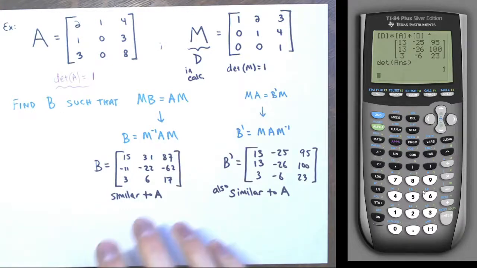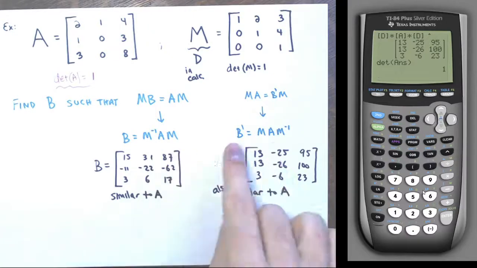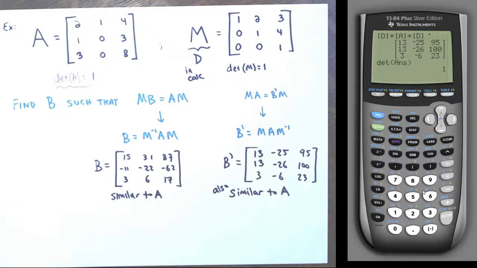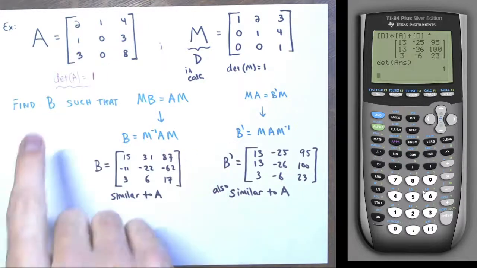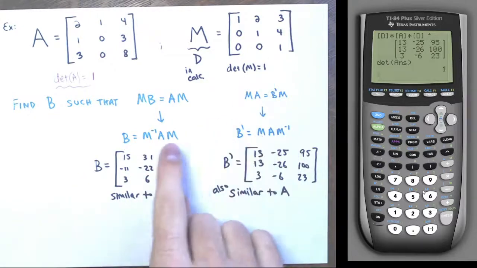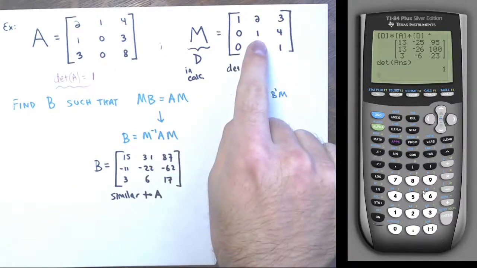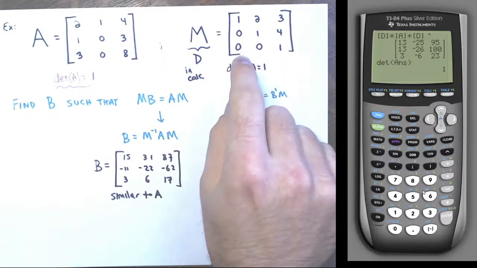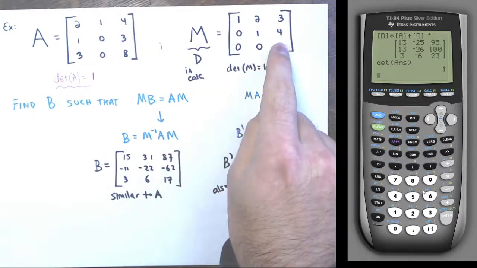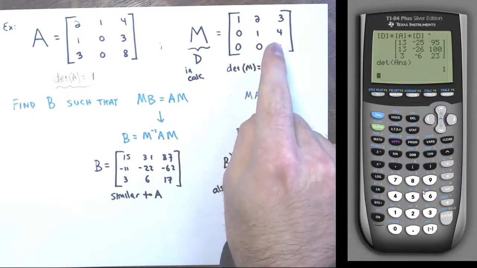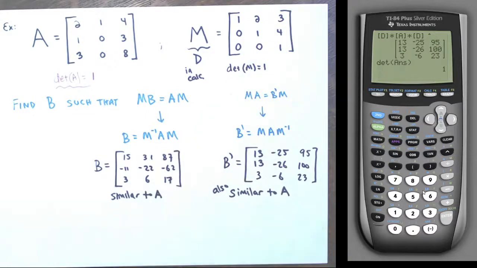And again, don't be confused though. These aren't the only two similar matrices to matrix A. These are the two I found using this matrix M. You could pick another matrix M, some other invertible matrix, and do the same procedure and find 2 more similar matrices to matrix A. You can go on forever.